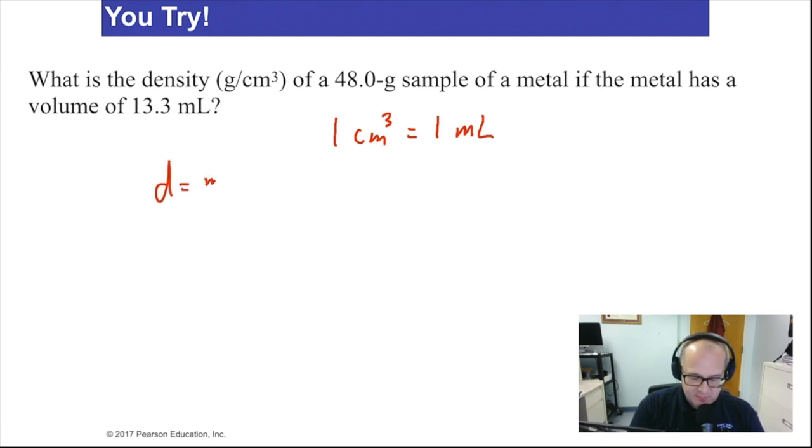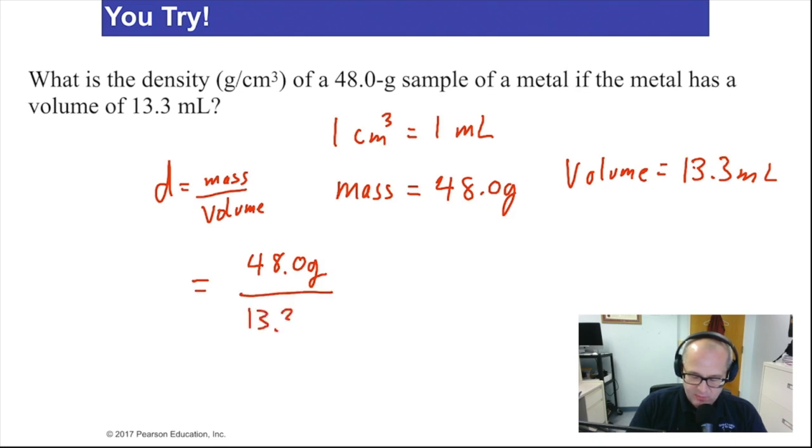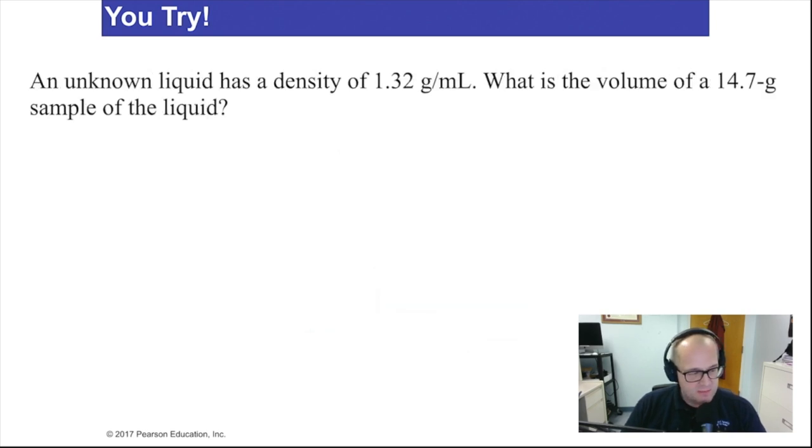All right, so we want to find the density. We know density is mass over volume. The mass is 48.0 grams. The volume equals 13.3 milliliters. Density is mass over volume, so 48.0 grams divided by 13.3 milliliters equals. All right, grab out your calculator. Let me use my phone as my calculator. 48 divided by 13.3 equals 3.61 grams per milliliter. And that's the density of this metal object that we're working with. Pretty simple, right? Just divide the mass by the volume to get density.